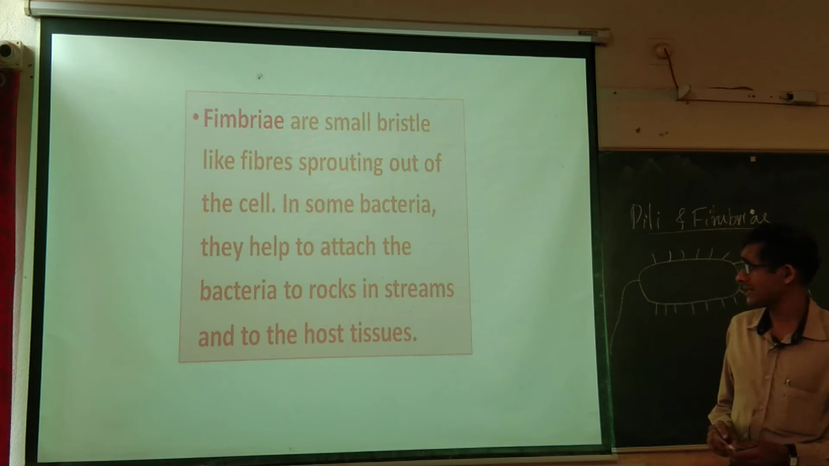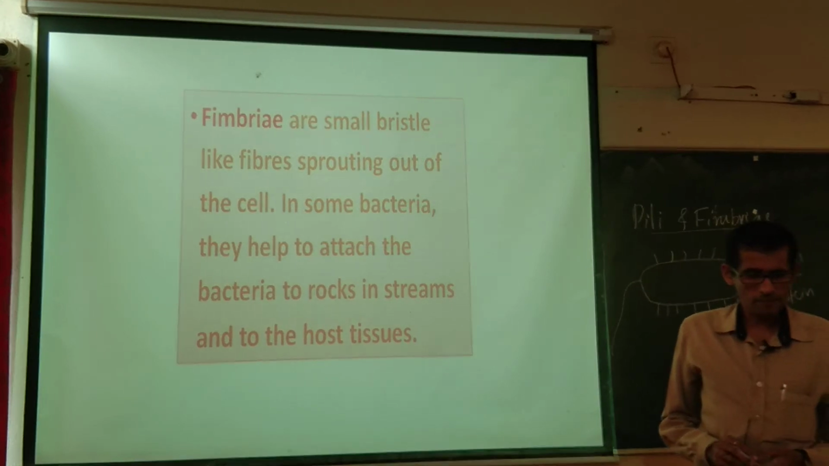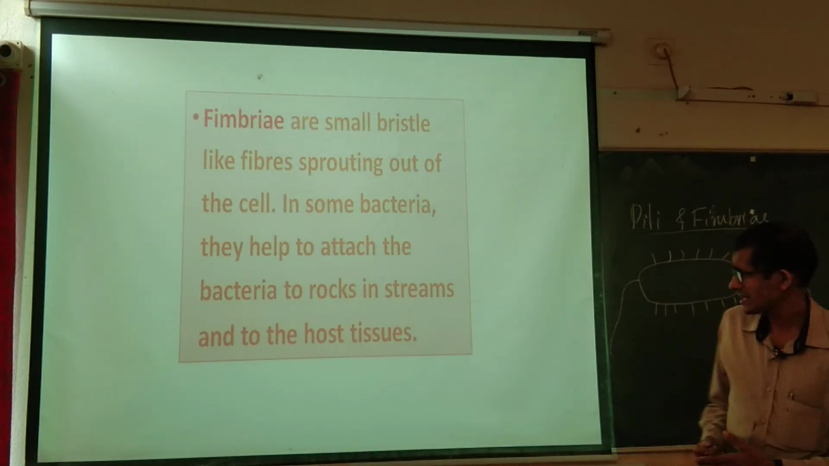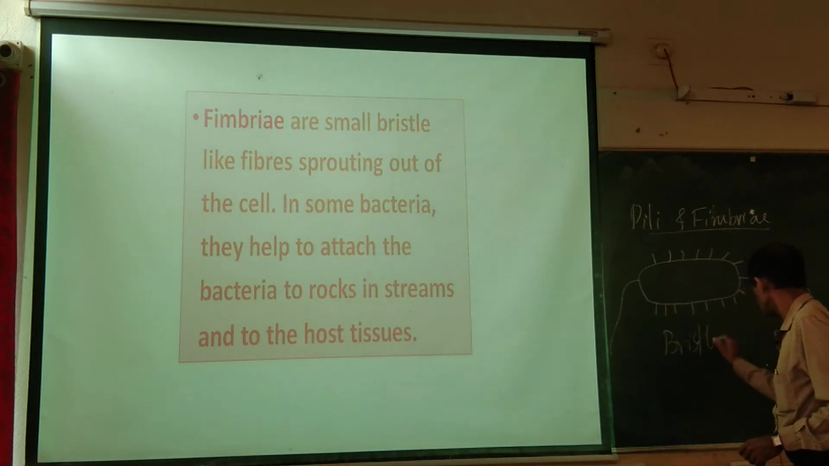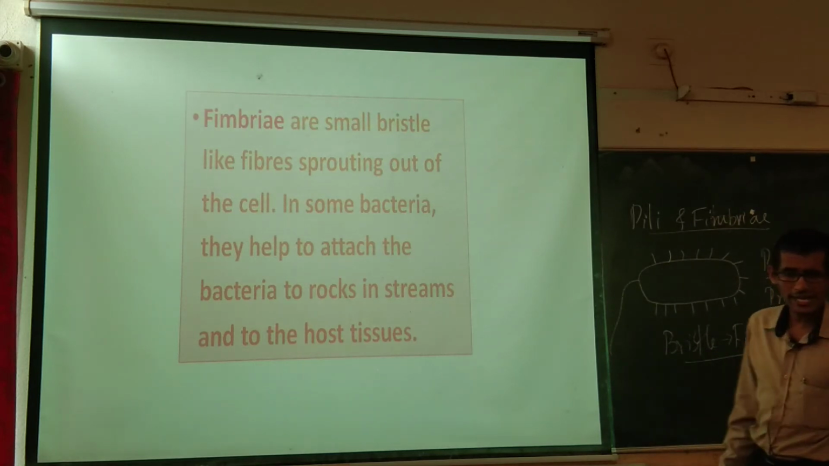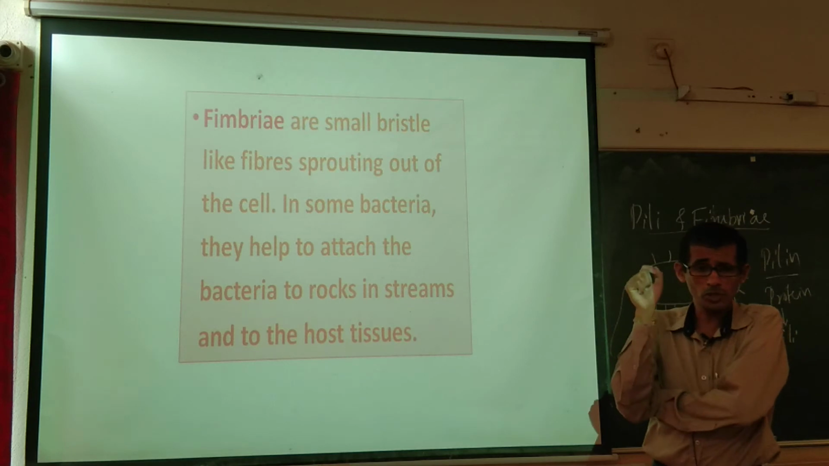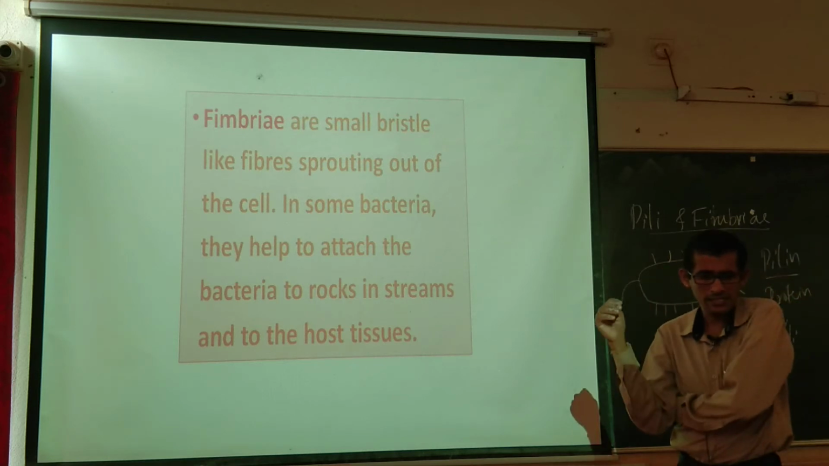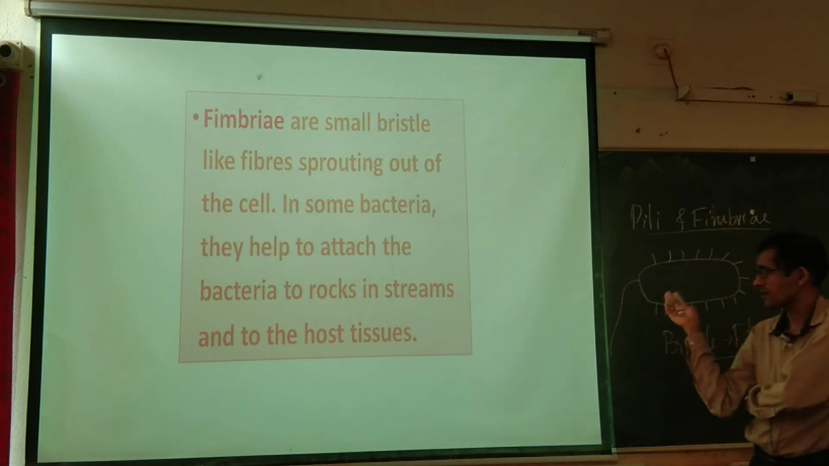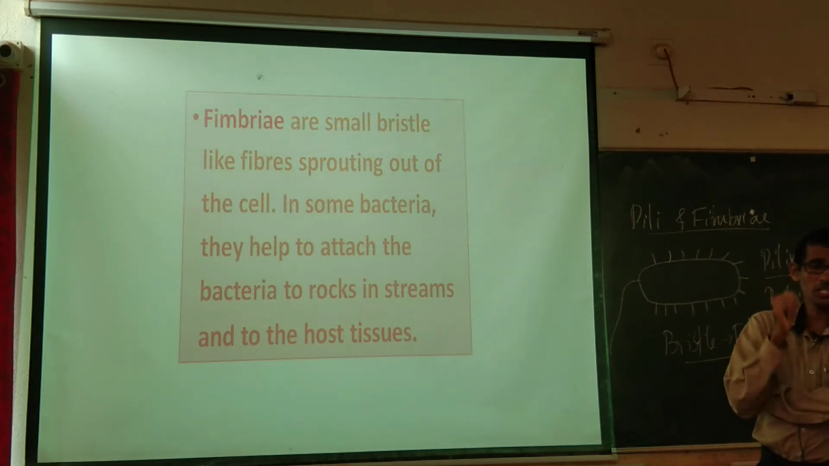Then what is this fimbriae? They are small bristle-like fibers sprouting out of the cell. Bristle refers to a small hair-like structure which sprouts and originates from the cell. In some bacteria they help to attach the bacteria to rock surfaces in streams and to the host tissues. What is the function of the fimbriae?